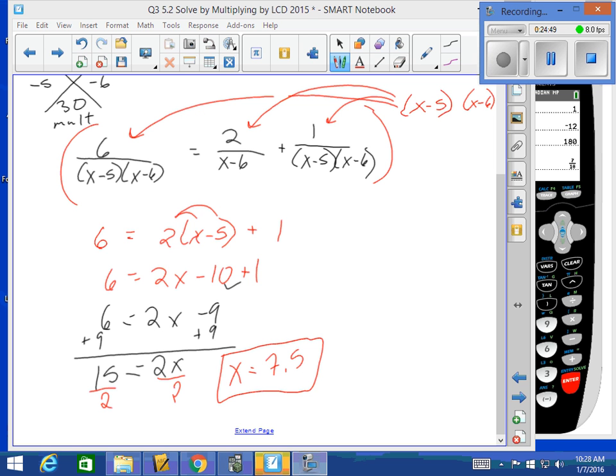Okay. But if that answer had come out as, say, 6, and I knew I'm not allowed to use 6, then I would cross it out, and then it would have been no solution.